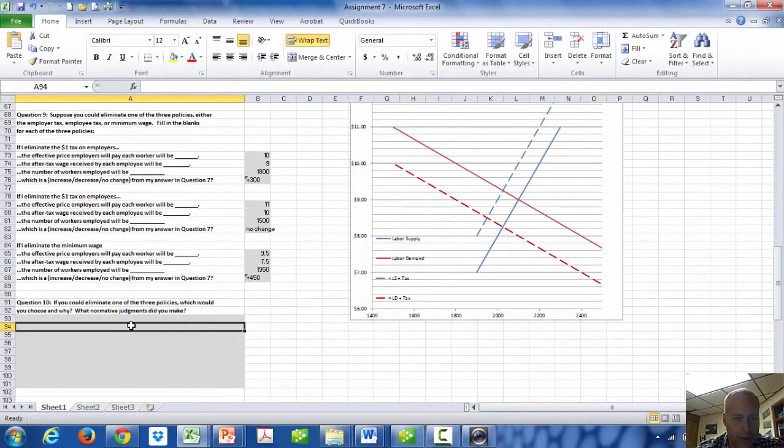Now, what I ask you to do in question 10 is compare all of these policies, and if you could get rid of one, which one would you choose and why? It brings up some interesting results when we think about what happens to employment demand in the face of employer taxes, employee taxes, and a minimum wage. The ultimate answer to question 10 is a normative one, but I'll leave the rest of it to you. Thanks, and hope this is helpful.